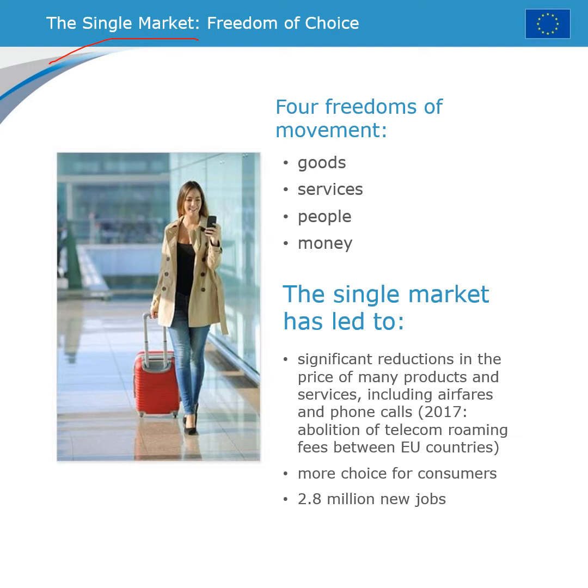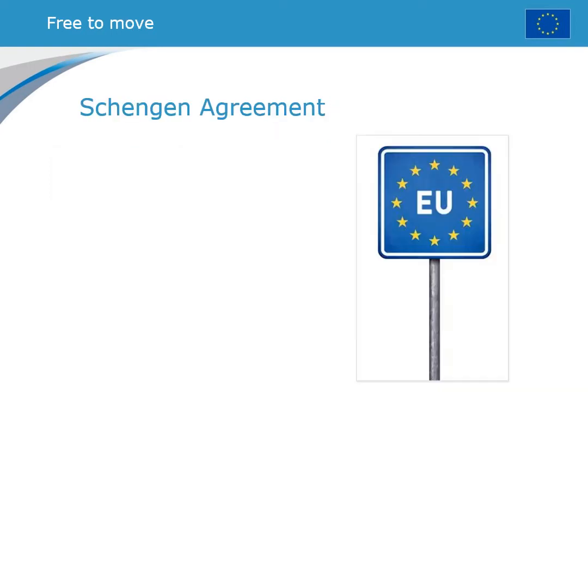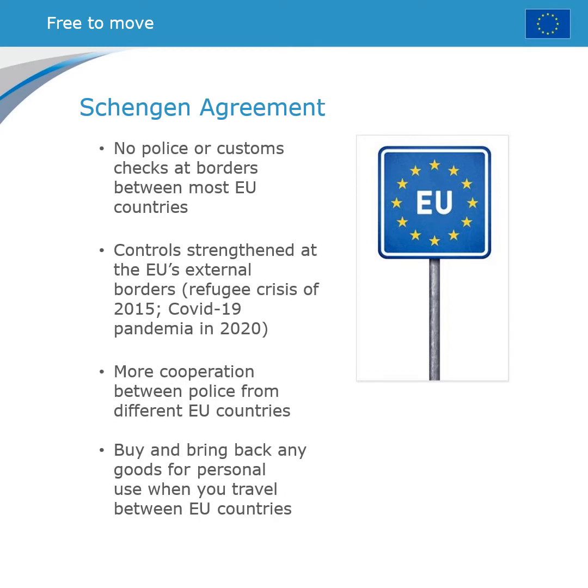So these freedoms of movement are good for business, of course, but they also mean more choice for consumers, and quite a number of new jobs have been created through the single market. Freedom to move means that there are no border controls inside those European countries that have signed the Schengen Agreement. Obviously, it's different now in Corona times. Many borders are closed for medical reasons, but once the Corona scare is over, the borders will be wide open again. It means there are no police or customs checks at borders between European countries.